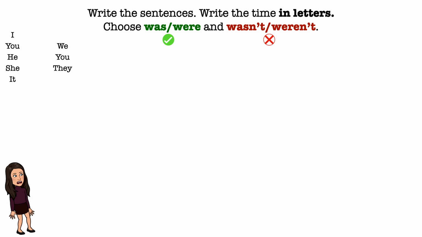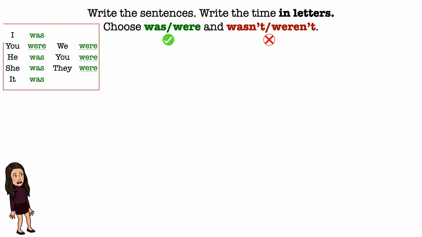Okay, let's try to remember. I was or wasn't, you were or weren't, he was, wasn't when the sentence is negative, when we say no, she was, wasn't, it was, we were or weren't, you were, and they were or weren't when we want to say no. Okay, you can use this table in case you need it.